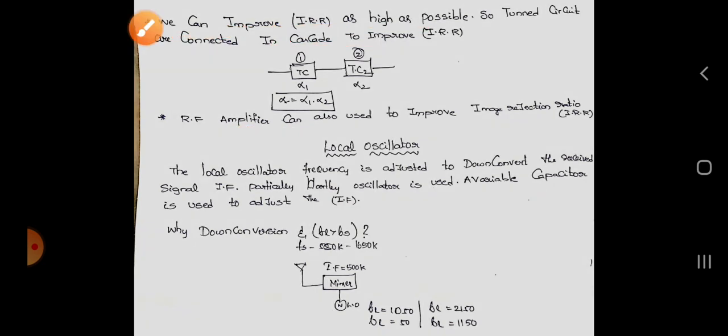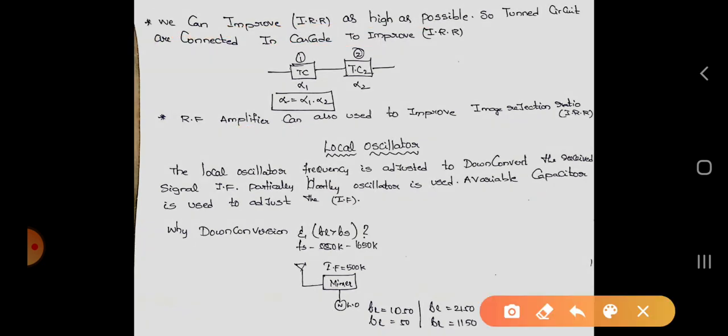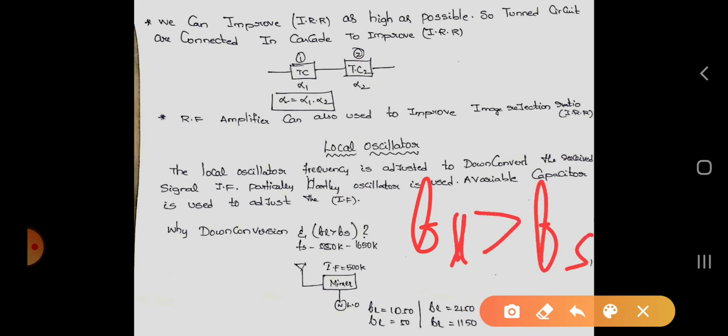The next topic is about the local oscillator. We are using a local oscillator at the mixer, and we are going for down conversion. I have already told you at the beginning, while explaining the superheterodyne receiver, that we are taking FL always greater than Fs, that is, the local oscillator frequency is greater than the tuning frequency. That's why we are going for down conversion only. Why are we taking this condition into consideration? I will explain this in this topic.